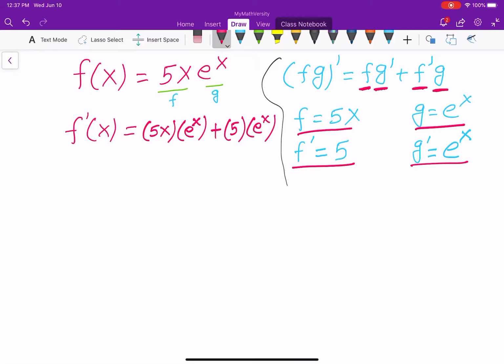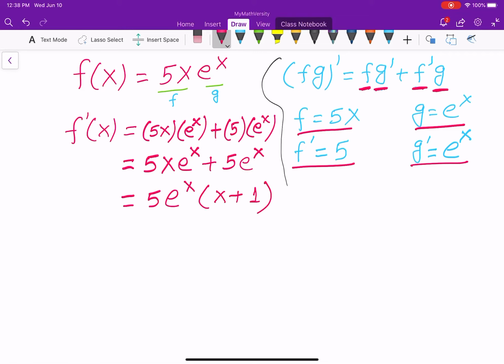If you want to write this into the alternative form, then this can be written as 5 times x times e to the power x plus 5 times e to the power x, right? When we remove the parentheses, we can still see here we can actually take 5 times e to the power x as a common factor. We can take that out and the remainder will be x plus 1, and this is the derivative of the given function 5x times e to the power x.